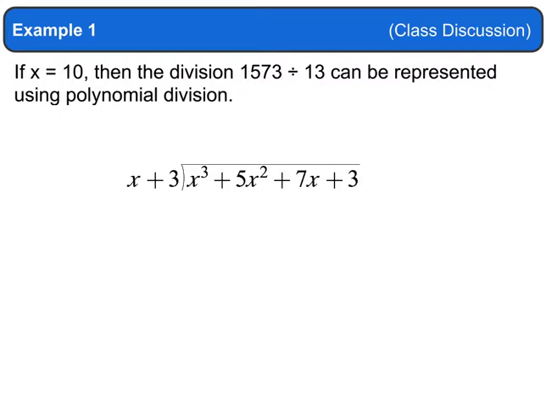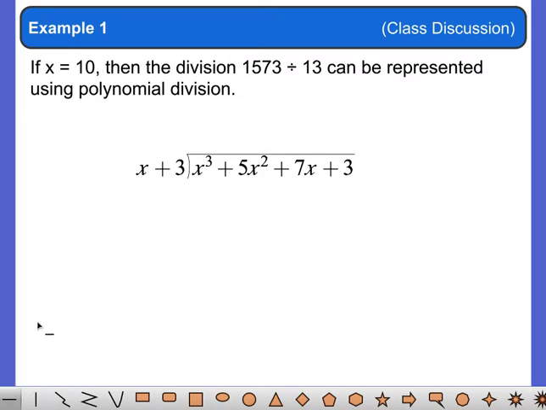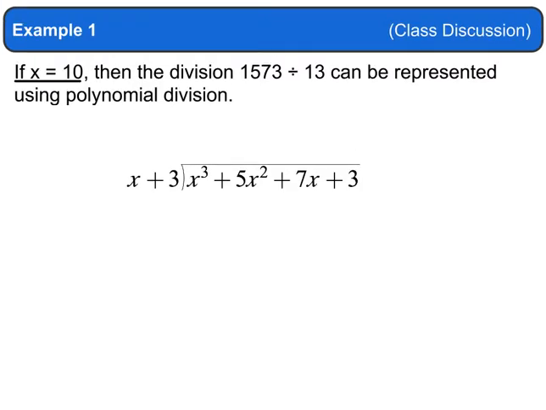In example number 1, the long division mechanism is already set up. And so they give us a little bit of guidance. They say assuming that x is equal to 10, then we can do this division, 1,573 divided by 13, using polynomial division. So how does that look? We have to understand where these values came from.